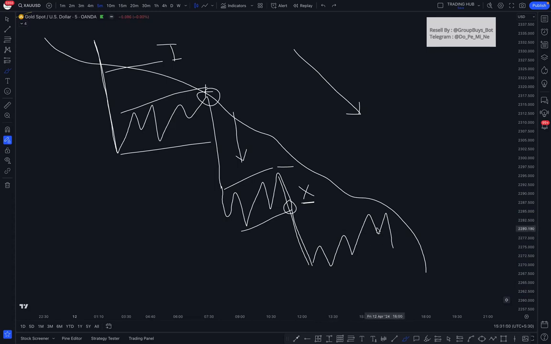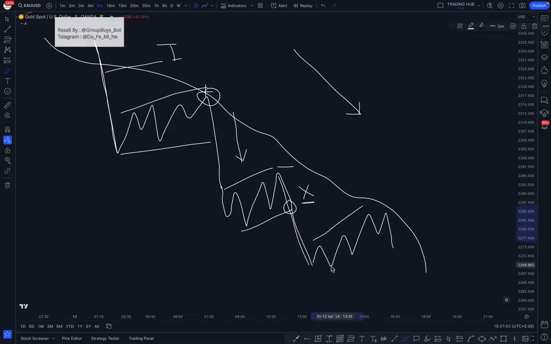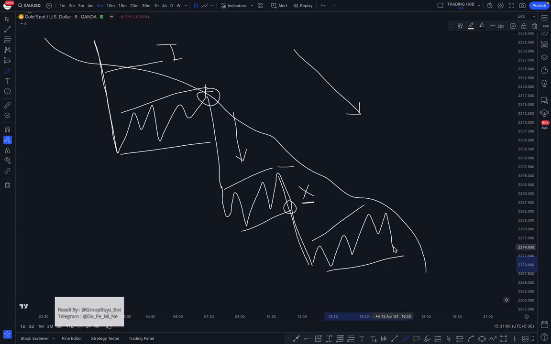The same thing happens here. Look at this one. This looks like a continuation pattern here. Again, what are we looking for here? We are looking for the sell. So at which point can we sell?